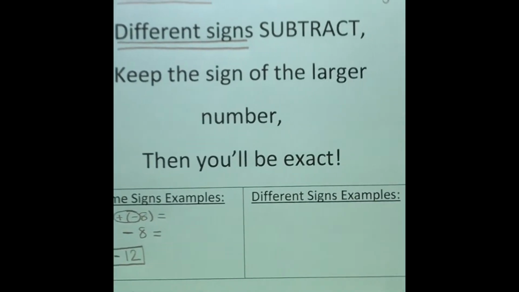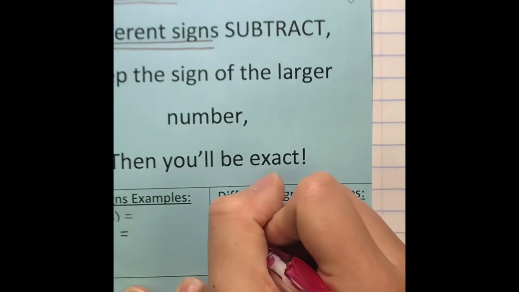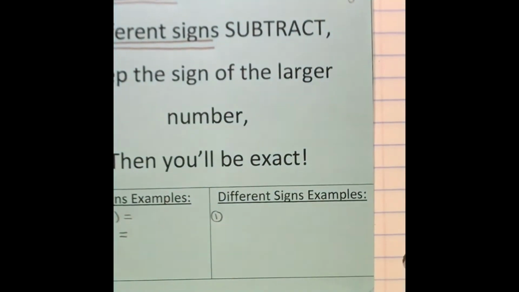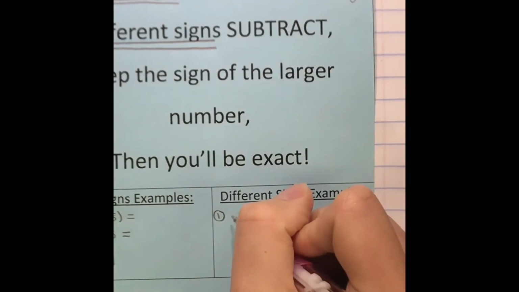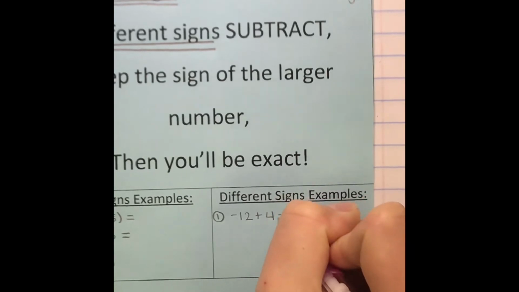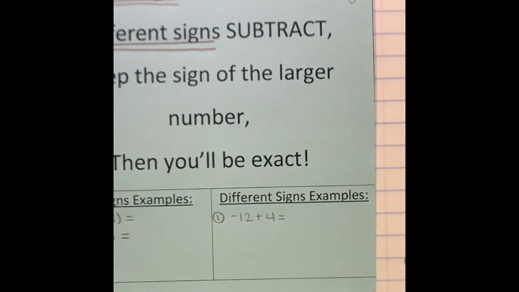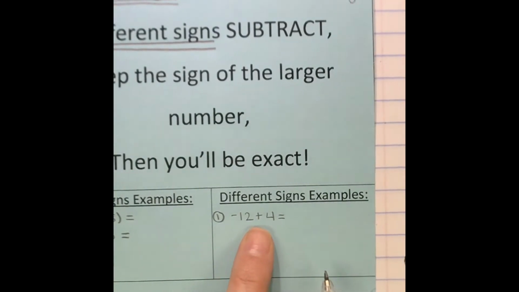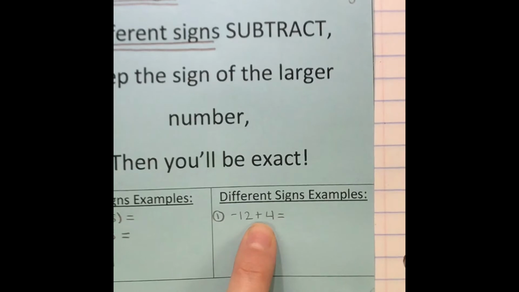Okay, let's do another one. I'm going to do 2 examples on this side, so start with this first one. Okay, step 1, check for 2 signs in between the numbers. So I have a 12 and a 4. In between them, I only have one sign, it's the plus sign. So I am done with step 1.